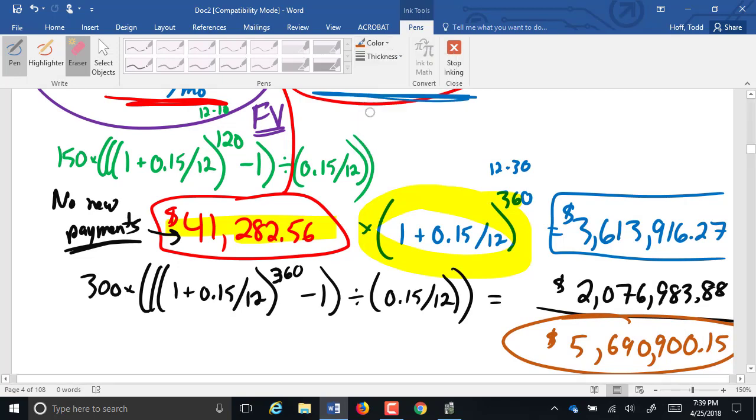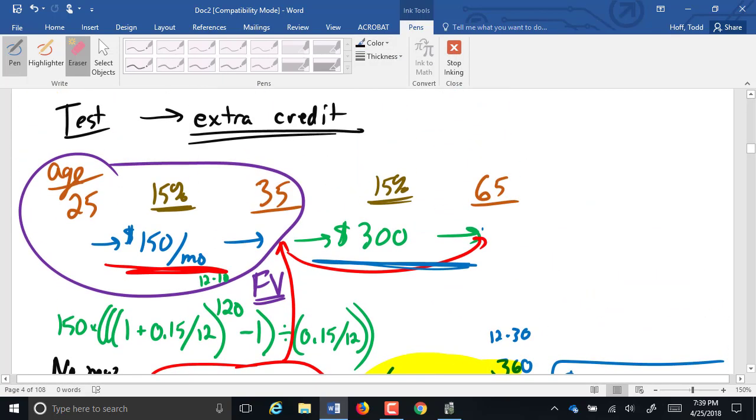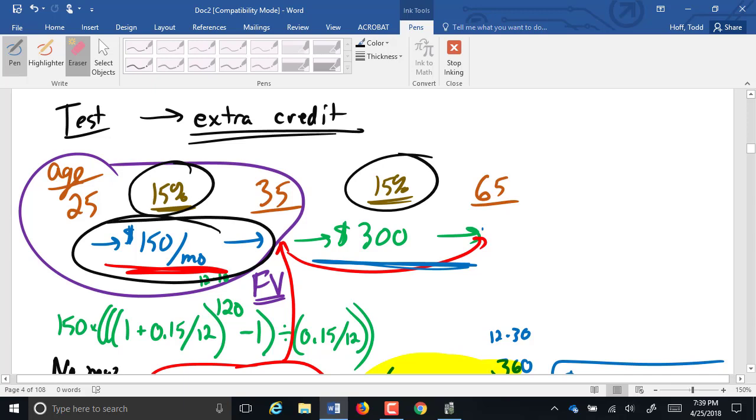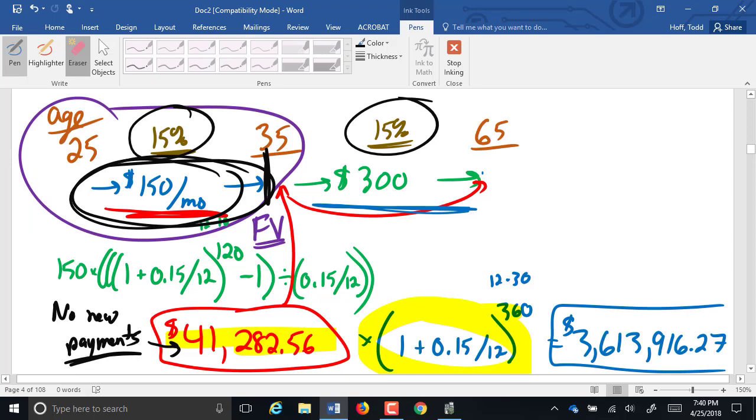So basically what's happening here, even though the percent gain stayed the same, when you change the amount of the payment, you're basically ending one annuity and starting a new one. So at this point, we ended that first annuity. We found its value at that point, which was the 41,000. That value then you just take as compound interest to the end, which is what we did here.